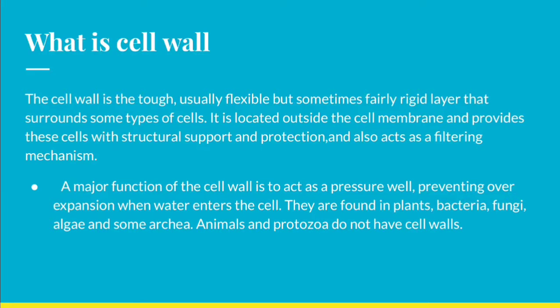What is cell wall? The cell wall is the tough, usually flexible, but sometimes fairly rigid layer that surrounds some types of cells. It is located outside the cell membrane and provides these cells with structural support and protection, and also acts as a filtering mechanism.